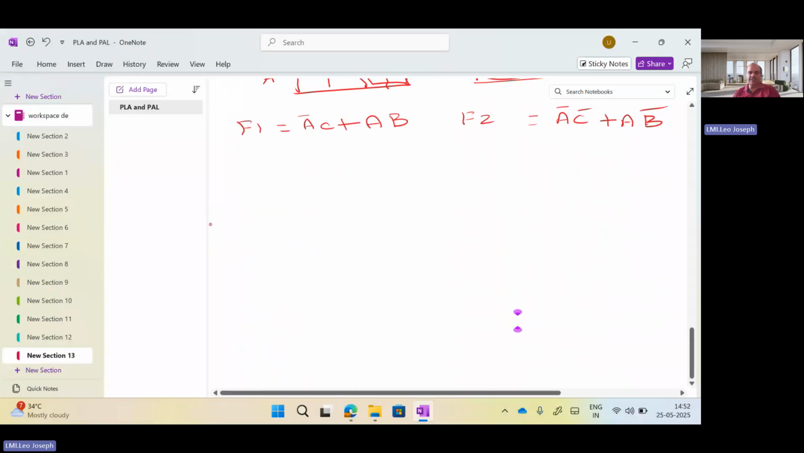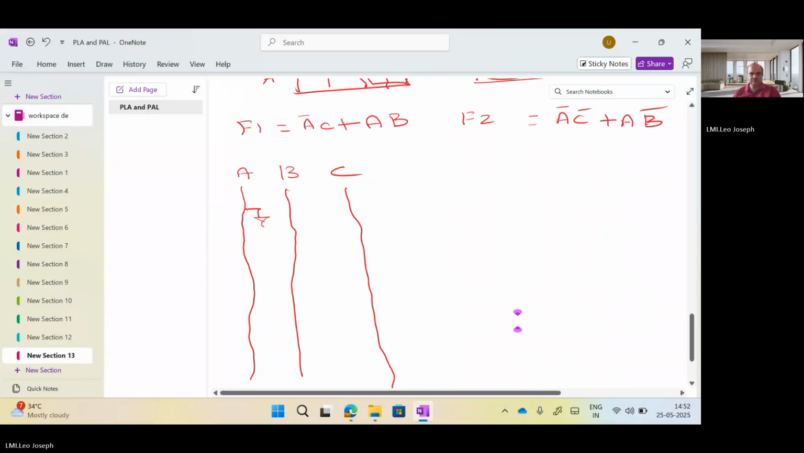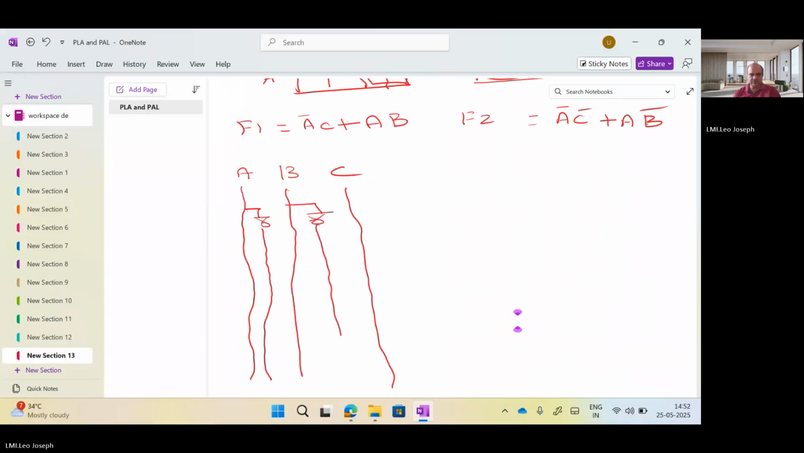Now what I have to do? I need to draw the diagram. First, what I have to do? I will fix A, one straight line, and then B, another straight line, and then C, another straight line, and then A bar, inverted line, and then B bar, another inverted line, and then C bar, another inverted line. Same thing, right? So here I am taking one line.